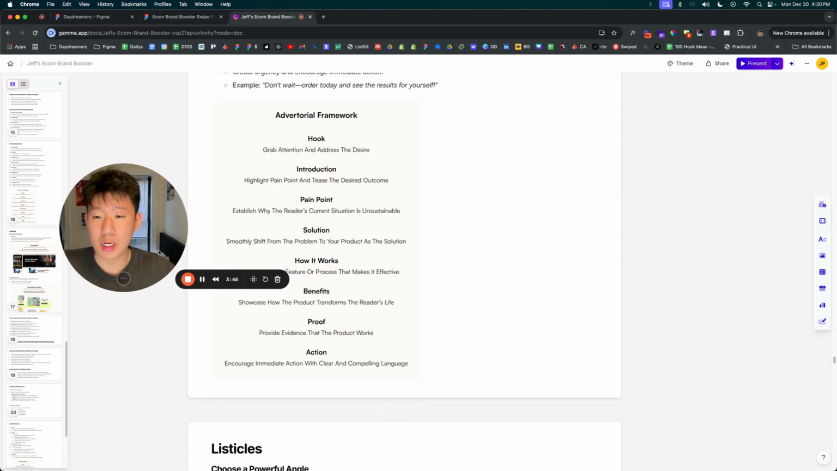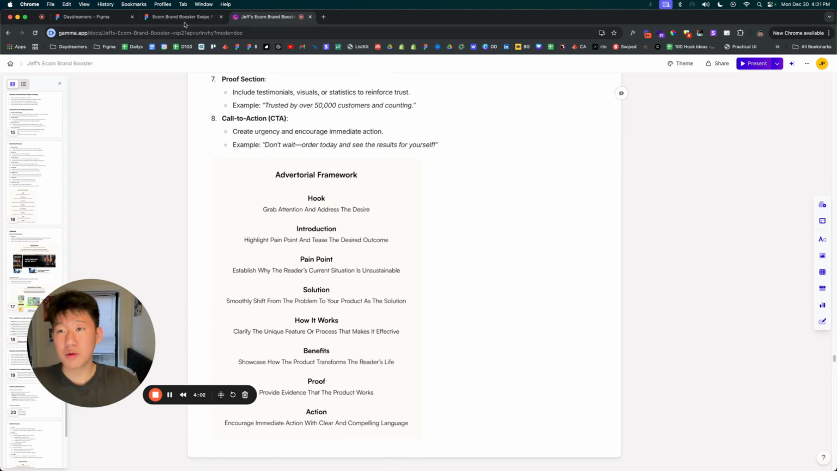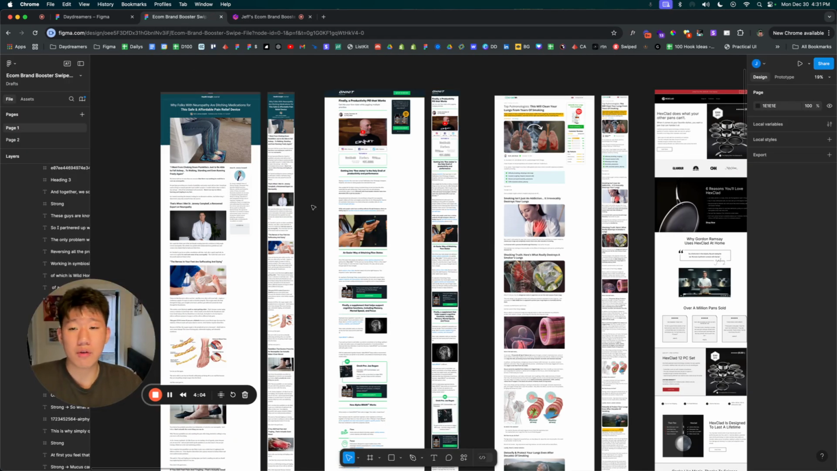So this is a quick breakdown of that hook, grab attention, intro, introduce the pain point and tease the desired outcome. We got the pain point, introduce the solution, how it works, benefits, proof, call to action. All right, let's go over a few examples.